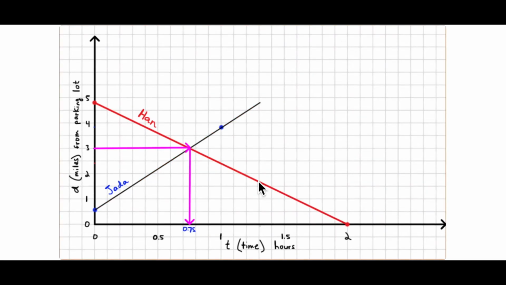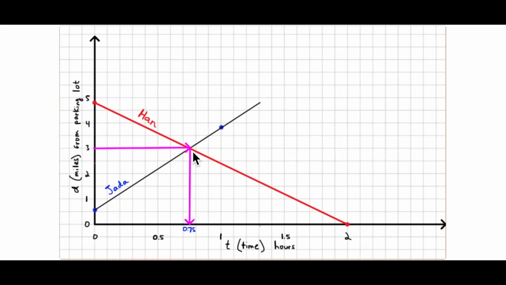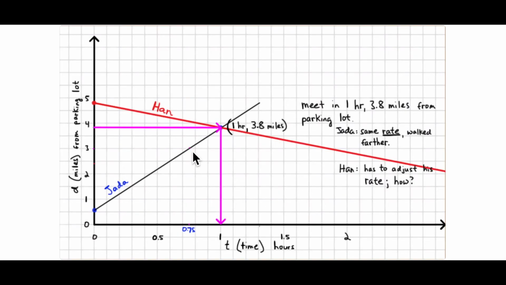Now, what if we ask a similar question: let's adjust their rates so they meet in an hour, but let's keep Jada's rate the same. So I'm going to put this arrow right here, and you can see that the intersection just slides up Jada's graph. So she's walking at the same rate, a rate of 3 2/10 miles per hour.